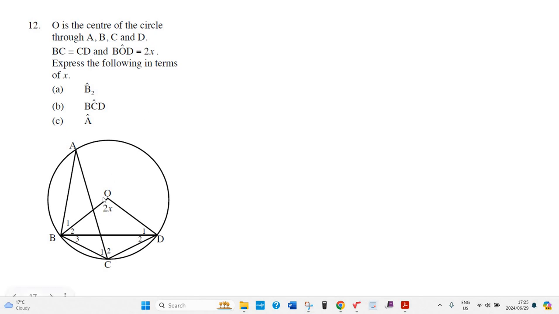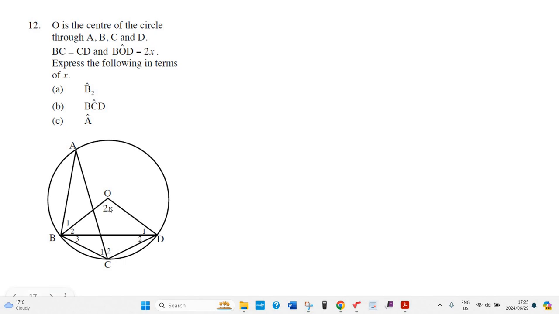O is the center of this circle. A, B, C, and D are points on the outside, and they form a cyclic quad here. I can see that. They would. I can see all sorts of things in my first glance.